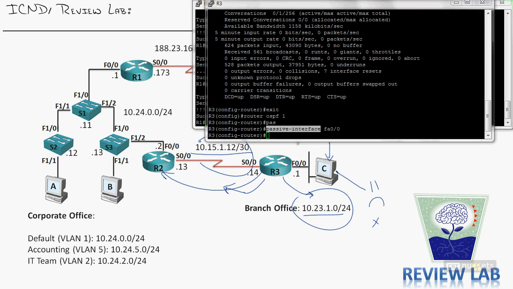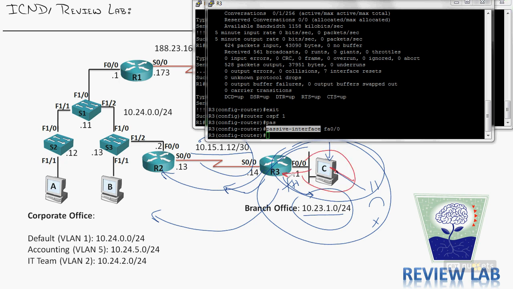It says I'm still going to advertise this network. I'm still going to let router 2 know about it, but I'm no longer going to send hello messages out on that interface, which prevents any neighbor relationships from forming over here, which keeps evil hacker X from peering with my device and really messing things up. Now, in ICND1, we talked about OSPF authentication. We're not going to get into that now, but that would be another way that you could protect it as well.